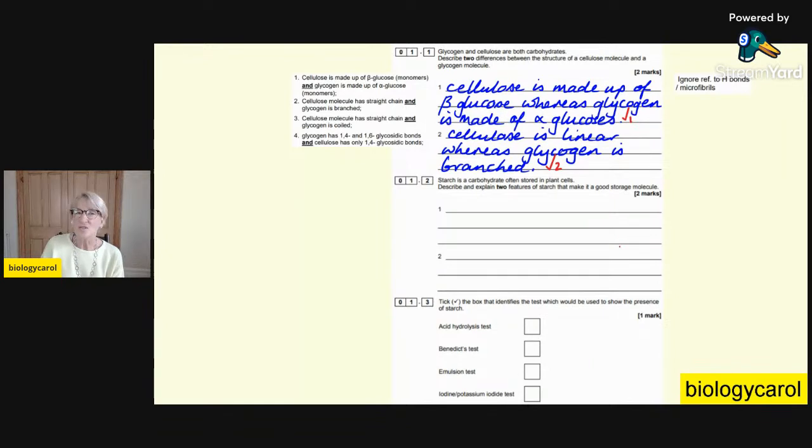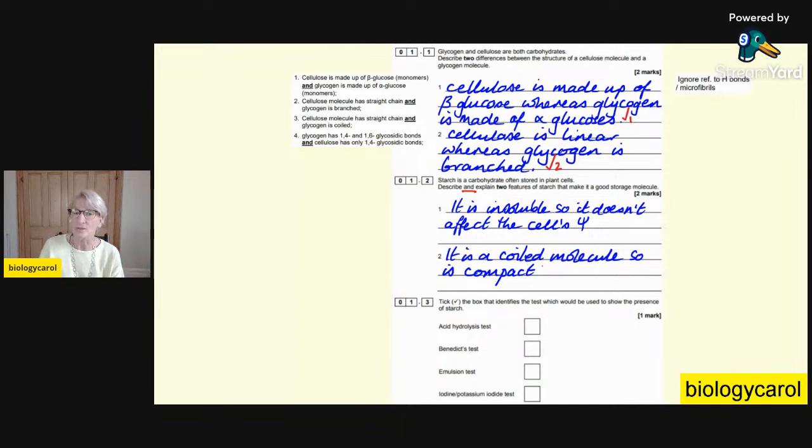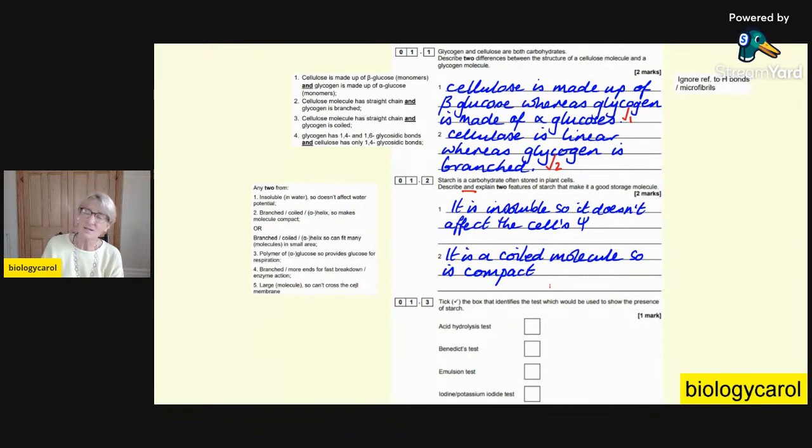Starch is a carbohydrate, often stored in plant cells. Describe and explain 2 features of starch which make it a good storage molecule. These answers need to have a particular feature, and then the next word needs to be because, so, as a result of, so that, those kinds of things. Because after those words, you're then explaining. So, I've said it's insoluble, that's the feature or the property. And so it doesn't affect the cell's water potential. And it is coiled because I'm thinking of the amylose molecule, which is the one emphasized in the AQA syllabus. So it is compact. Here's the mark scheme.